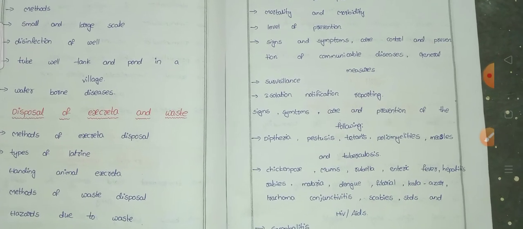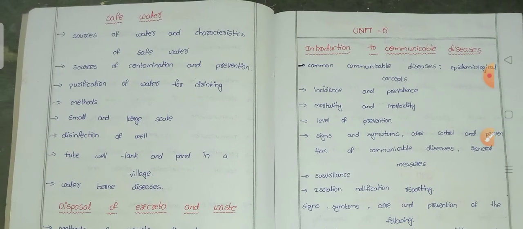So the next one is safe water. In safe water: source of water, characteristics of safe water, sources of contamination of water, problems, prevention of waterborne diseases, purification of water, small and large scale, disinfection of the well.